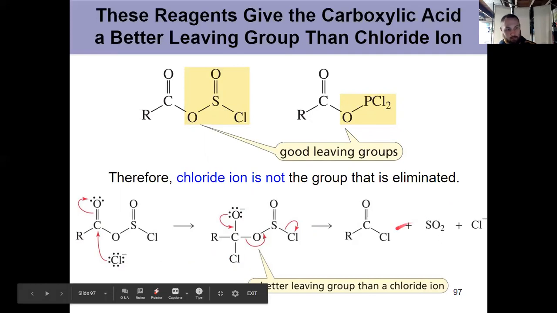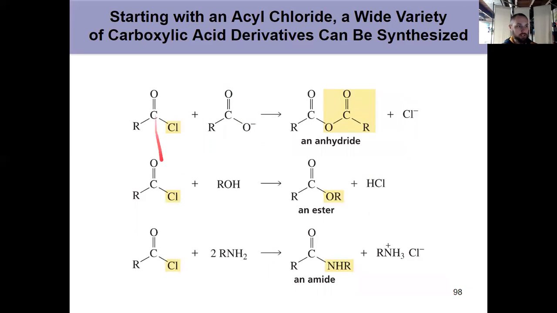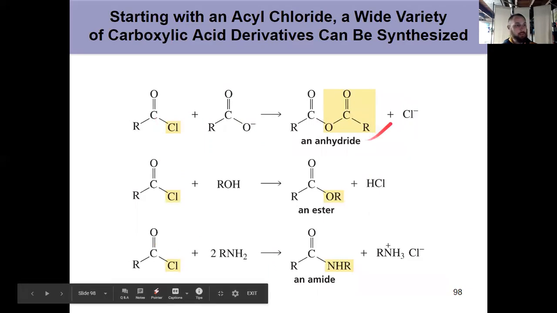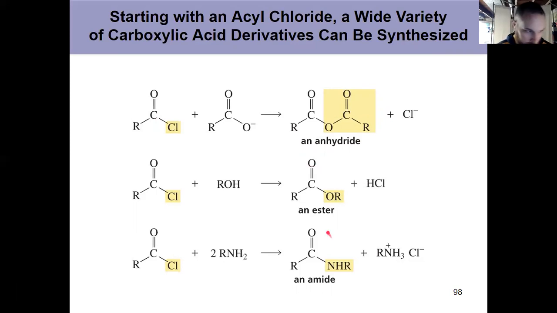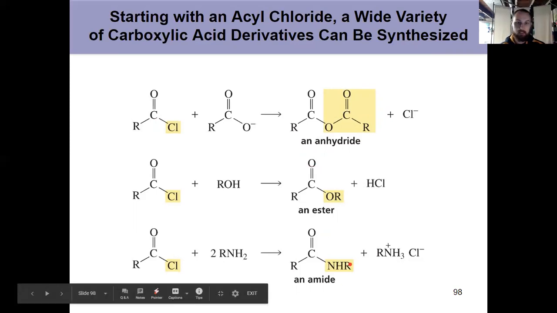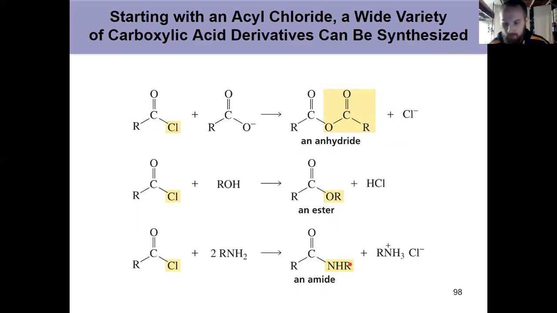Then once we've made the acyl chloride, we're in business. That's our most reactive carboxylic acid derivative, so I can turn that into anything else. I can turn it into an anhydride. I can turn it into an ester. I can turn it into an amide. I wouldn't bother converting it to a carboxylic acid because that's what I started with.